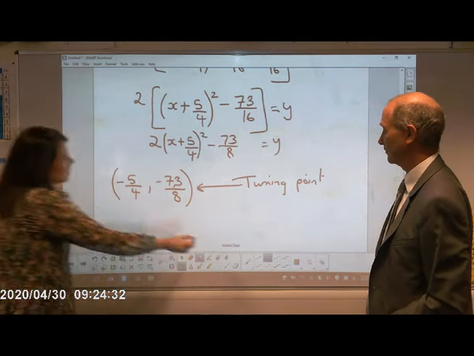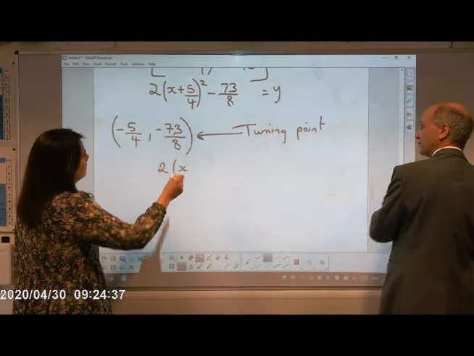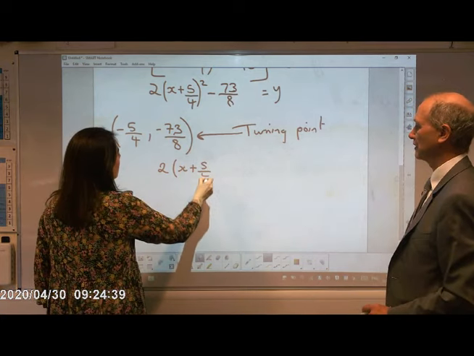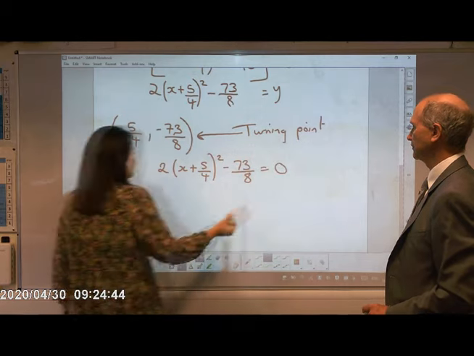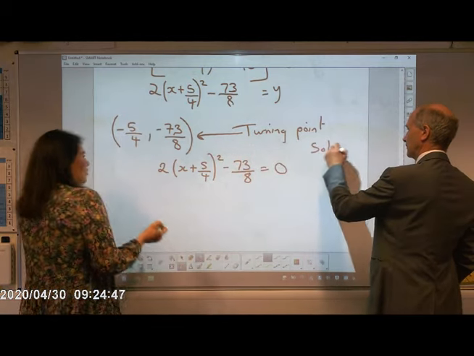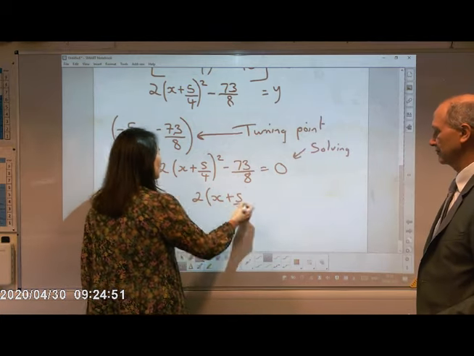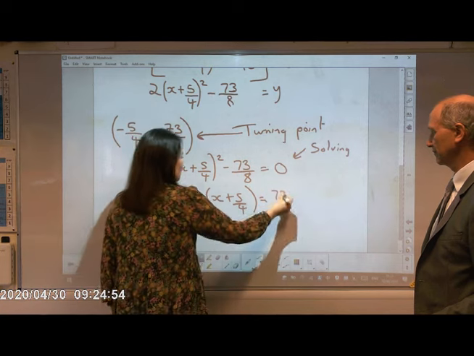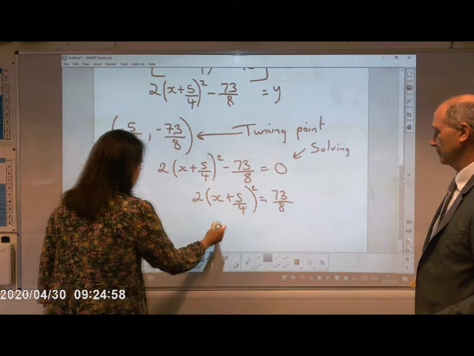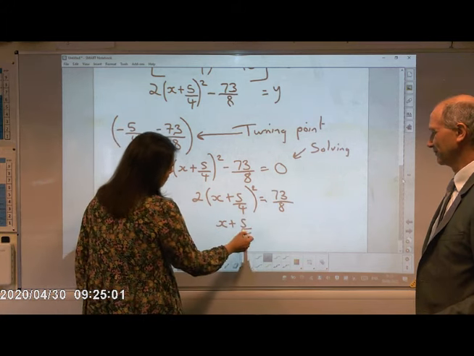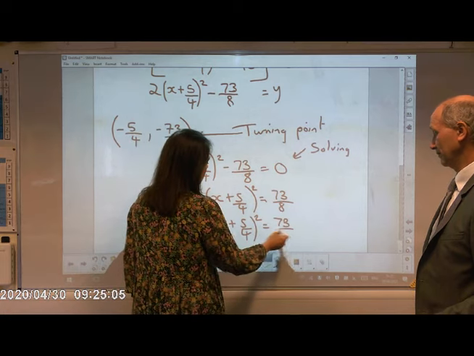I'm just going to solve this one nice and quickly. So I just bring down a fraction: 2x plus 5 over 4, all squared, minus 73 over 8. In order to solve a quadratic, you need it equal to 0. Move it to the other side, change your sign. You're going to be so fluid with your maths, it's unreal. And I can remove the square there. Dividing it by 2, just remember, just becomes that.